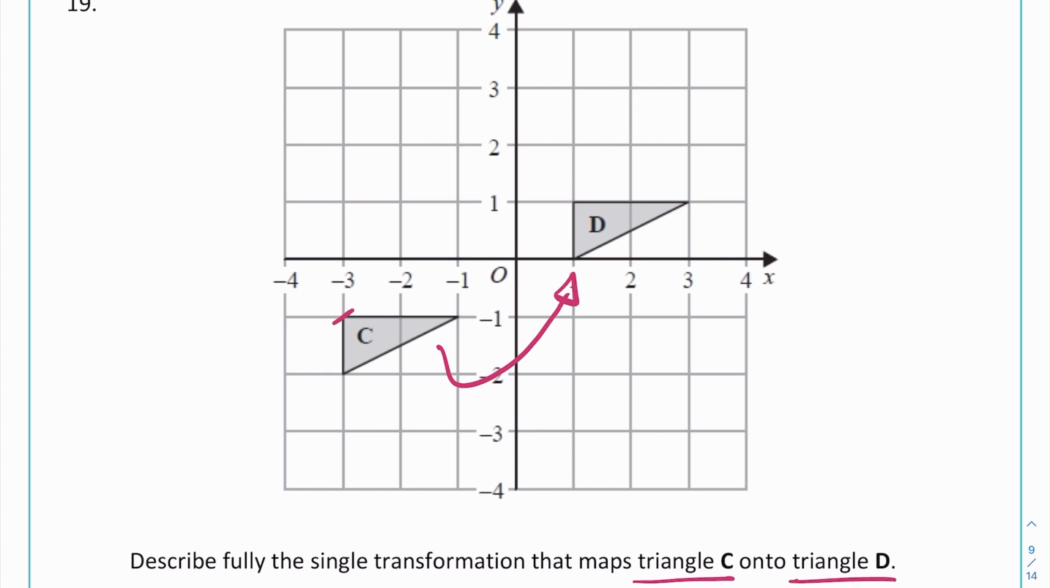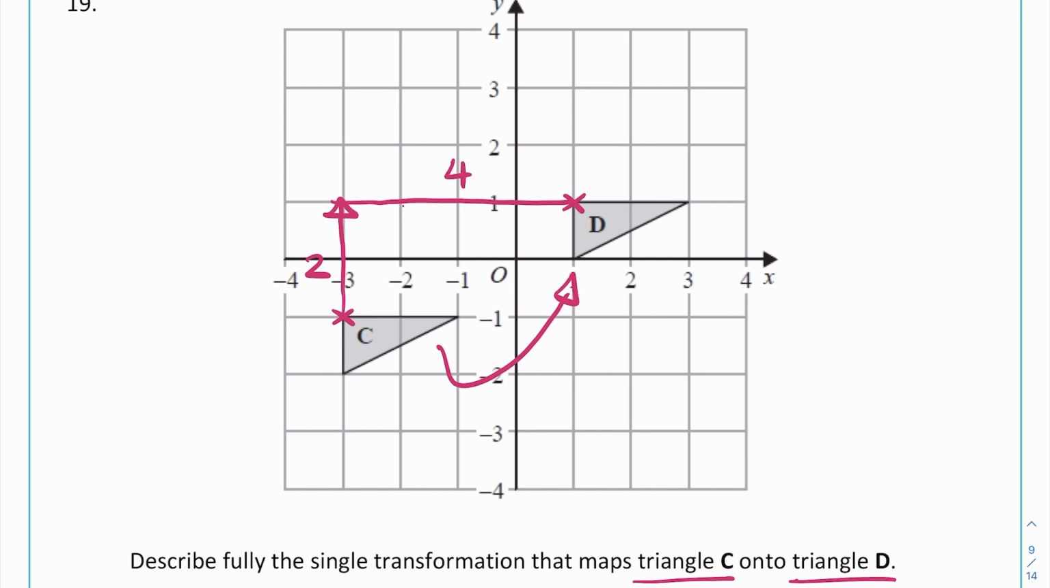So pick a coordinate. I'm going to pick the top left. How do we move it to there? Well, we do that by using a vector. Now you can either check the up and down first. I know it goes up by 2 to get to this point, and it goes across by 1, 2, 3, 4. So there we go, it goes 4 across and 2 up.